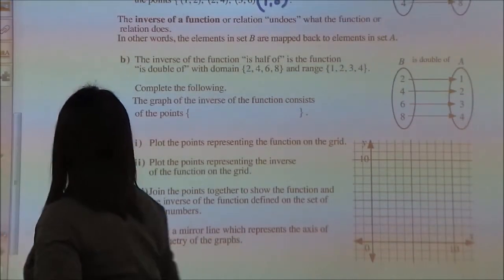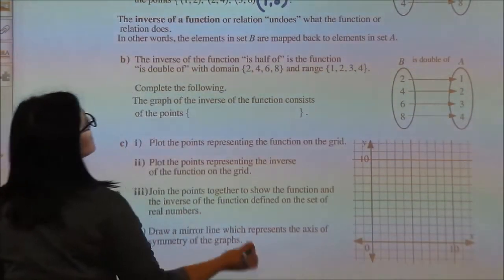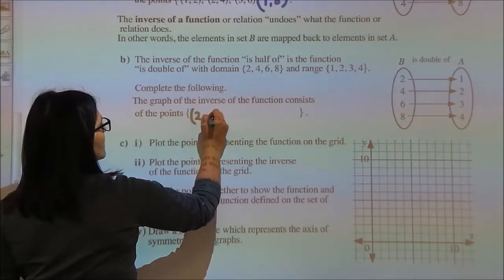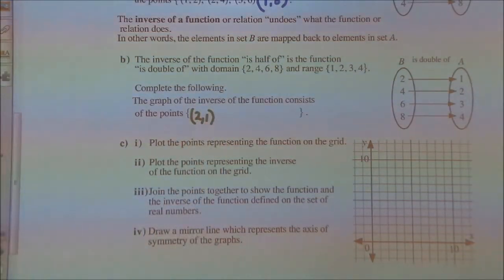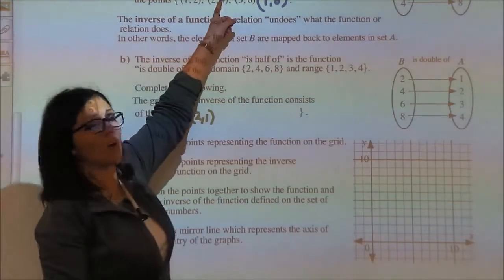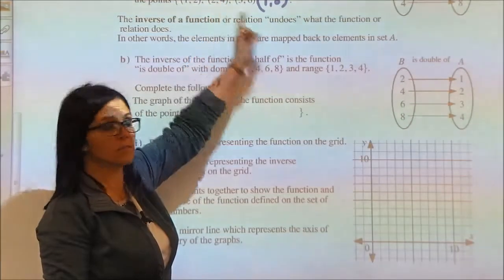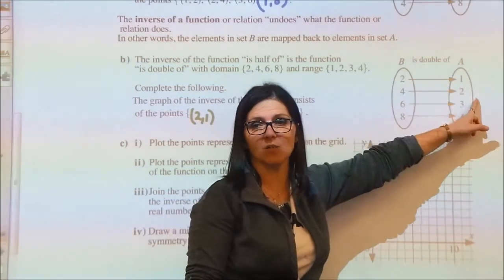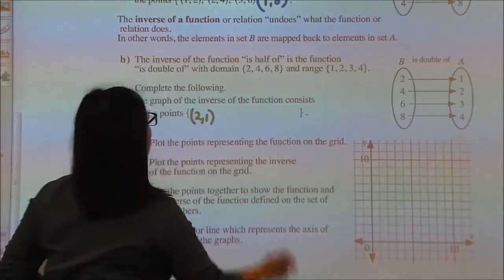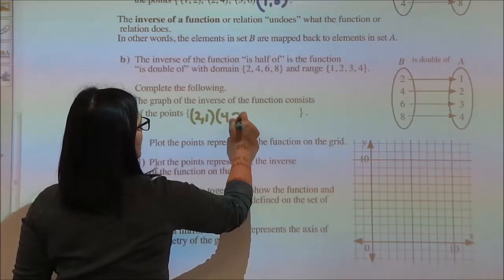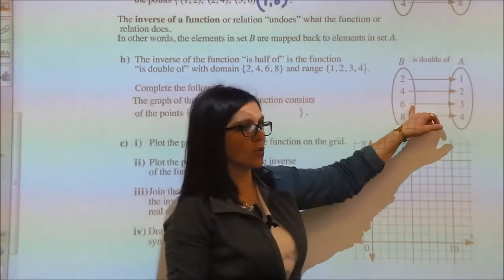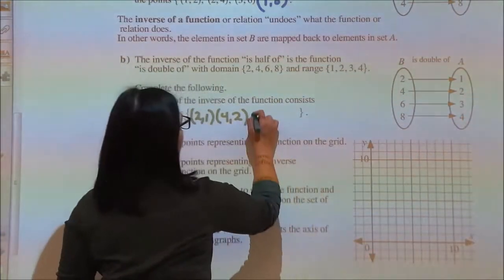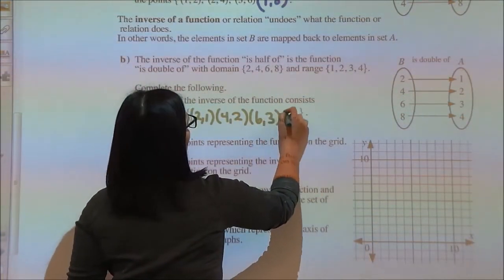So in terms of my ordered pairs, instead of having 1 and 2, I now have 2 and 1. Instead of 2 and 4, I would have 4 and 2. This becomes my new x's, these become my new y's. My next ordered pair would be 6 and 3, and then 8 and 4.